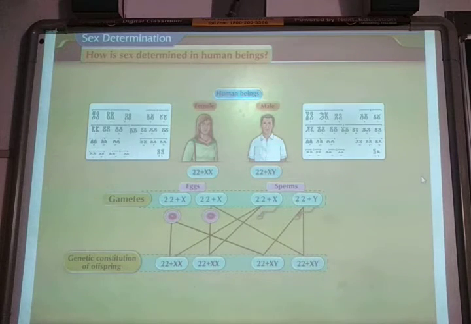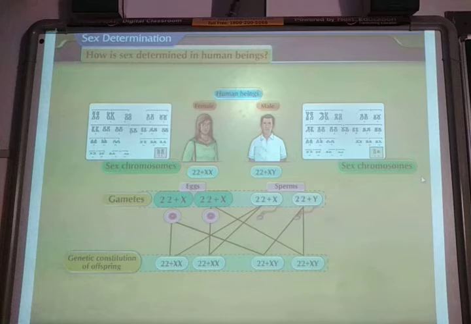A male parent has XY sex chromosomes. This parent produces two types of gametes, one with an X and the other with a Y chromosome. A female parent has XX sex chromosomes. Hence, this parent will always produce two similar types of gametes, those with a single X chromosome.